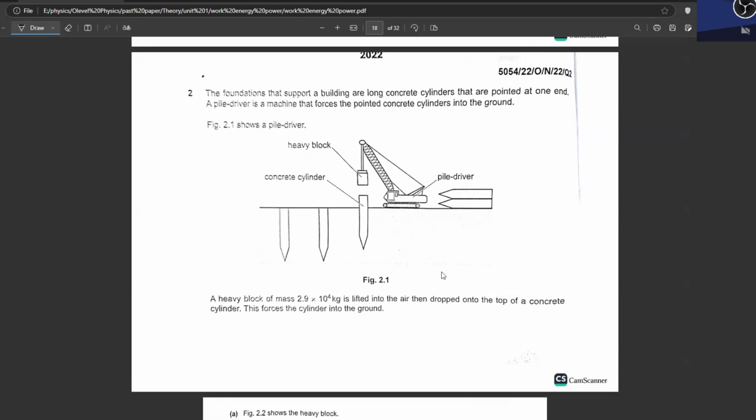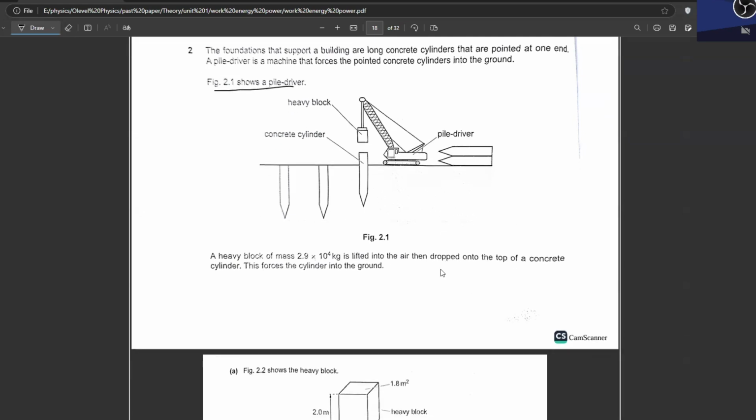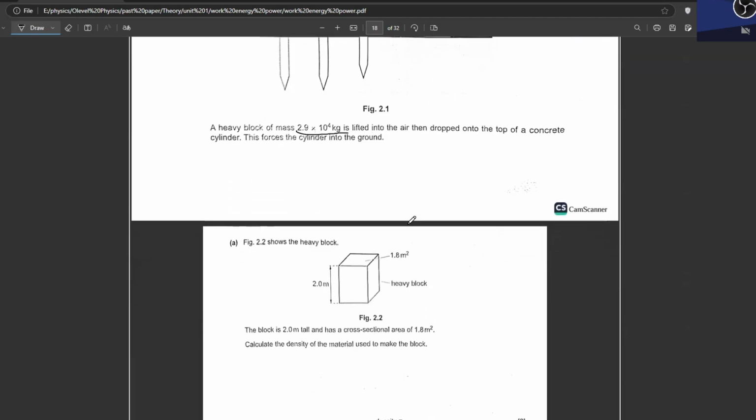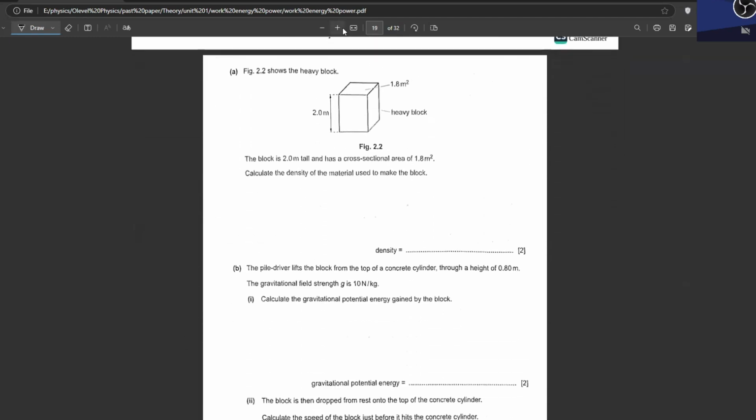The foundations that support a building are long concrete cylinders that are pointed at one end. A pile driver is a machine that forces the pointed concrete cylinders into the ground. Figure 2.1 shows a pile driver. A heavy block of mass 2.9 × 10^4 kg is lifted into the air and then dropped onto the top of a concrete cylinder. This forces the cylinder into the ground. Very easy.